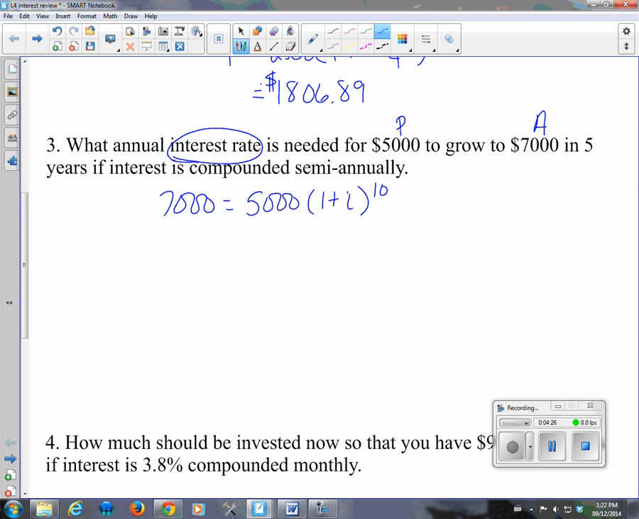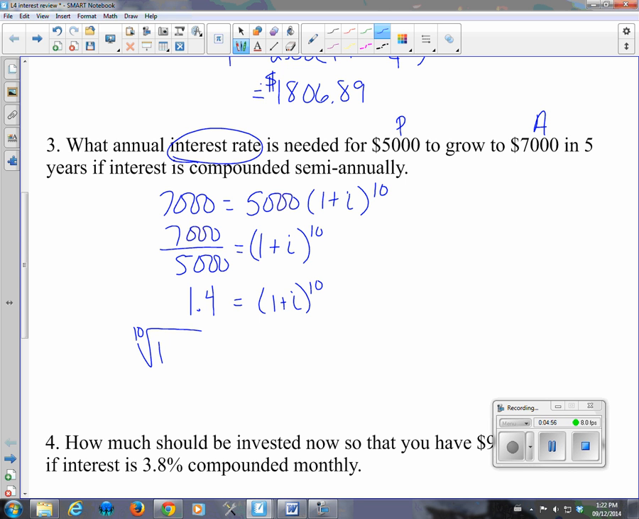So we're going to rearrange our equation and solve for i, which means I'm going to have 7,000 divided by 5,000. And when I do that, sometimes that divides nicely and I get a nice number, and sometimes it doesn't. So this time, when I divide it, I get 1.4 equals (1 + i)^10. And if you recall, to get rid of our exponent of 10, we're going to do the 10th root of 1.4 and then subtract 1, and we'll get our i.